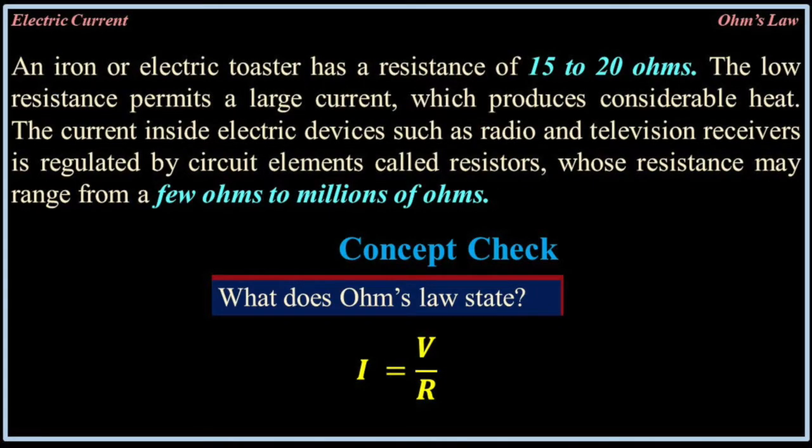An iron or electric toaster has a resistance of 15 to 20 ohms. The low resistance permits a large current that produces considerable heat. The current inside electric devices such as radio and television receivers is regulated by circuit elements called resistors, whose resistance may range from a few ohms to millions of ohms. Concept check. What does Ohm's law state? I equals V over R. Remember.